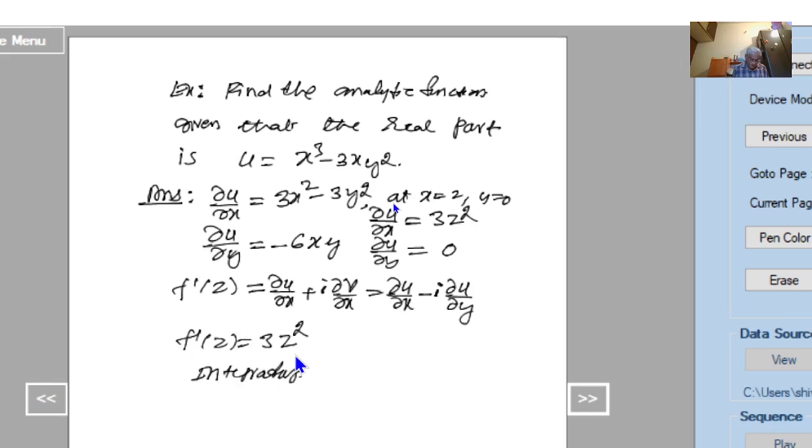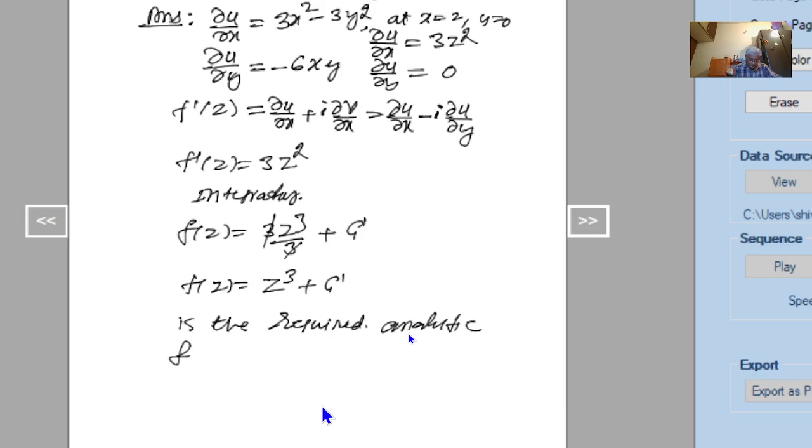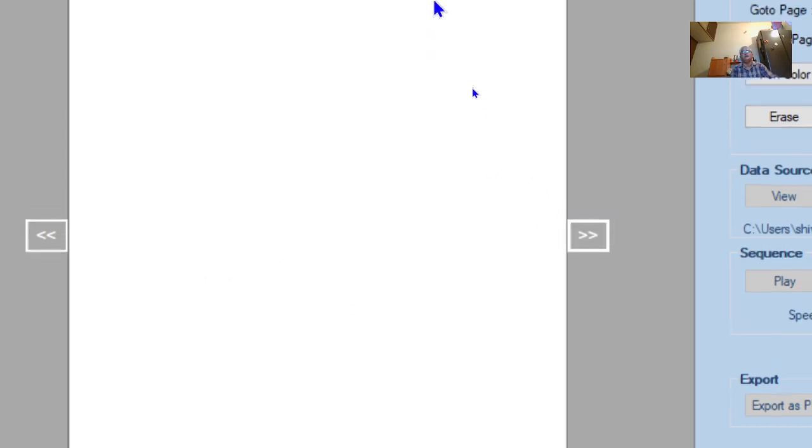Integrating, we get f of z is equal to 3z square. Integration is 3 into z cube by 3 plus constant quantity c. Okay, so that is here. This is equal to f of z is equal to, 3 gets cancelled, z cube plus c is the required analytic function. This is the required analytic function. Okay, I'll go to another example.